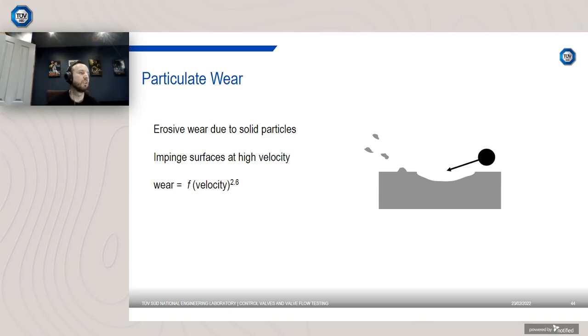Particulate wear is another common cause of wear in not only valves but other components. And this is erosion due to solid particles such as sand impinging on surfaces at high velocity. The key thing for this is it's an exponential relationship with velocity. So it's roughly a function of velocity to the power of 2.6. So small increases in flow velocity or particle velocity give you large increases in erosive wear.